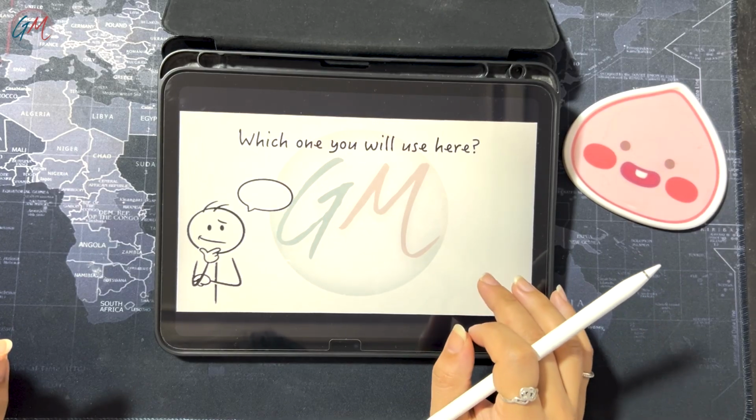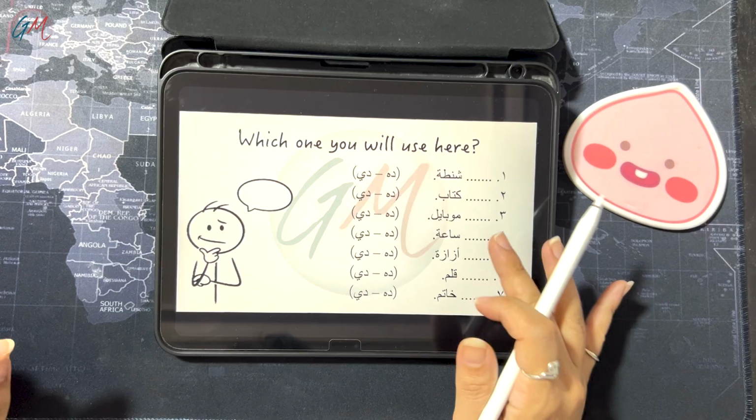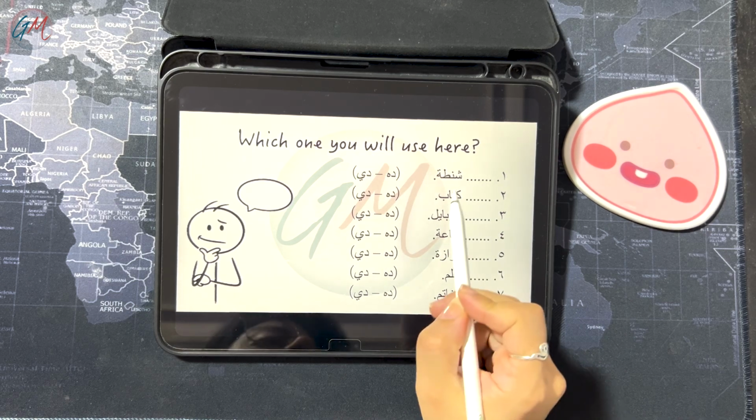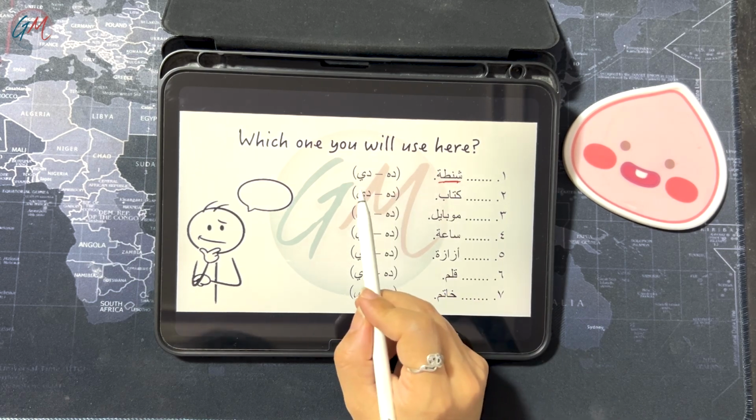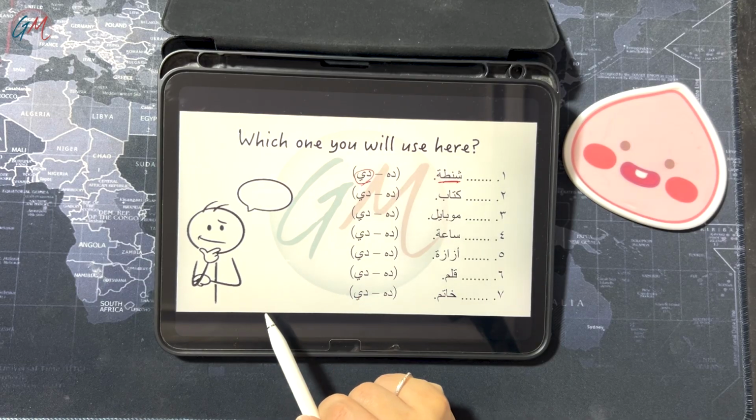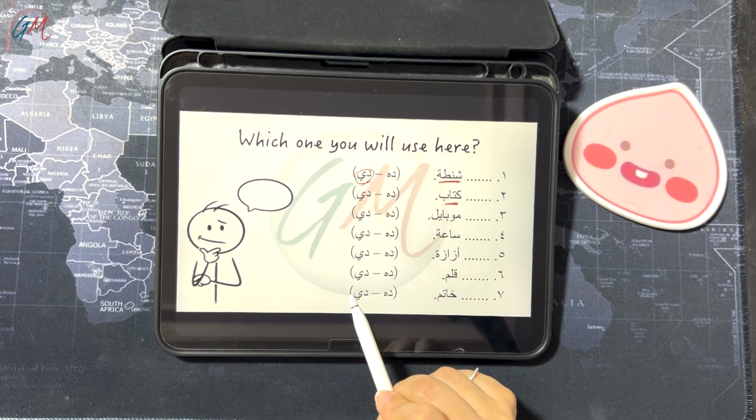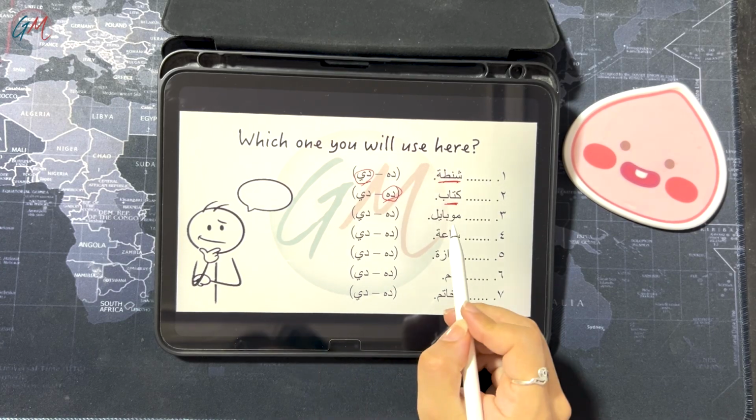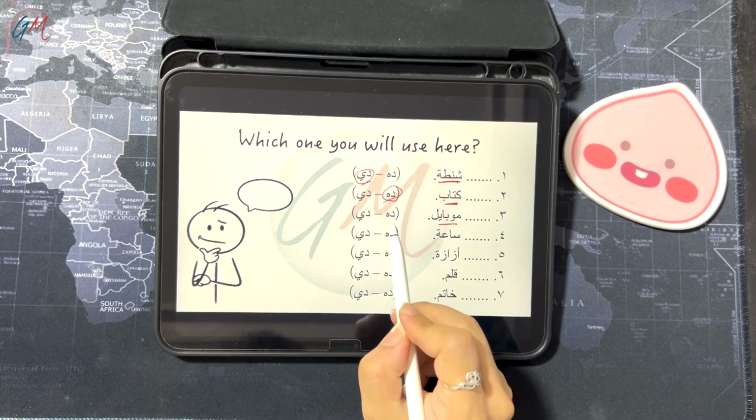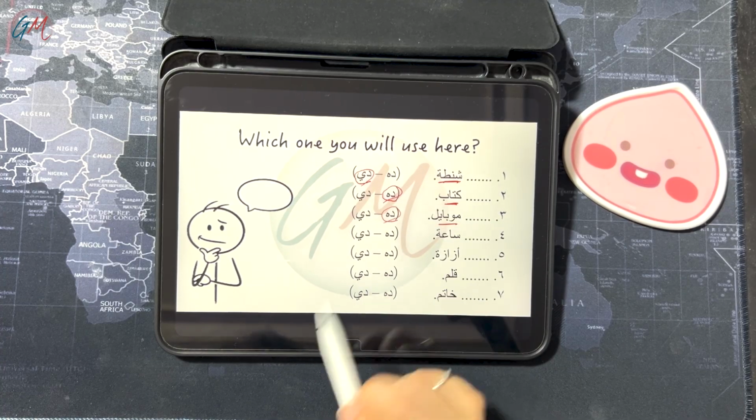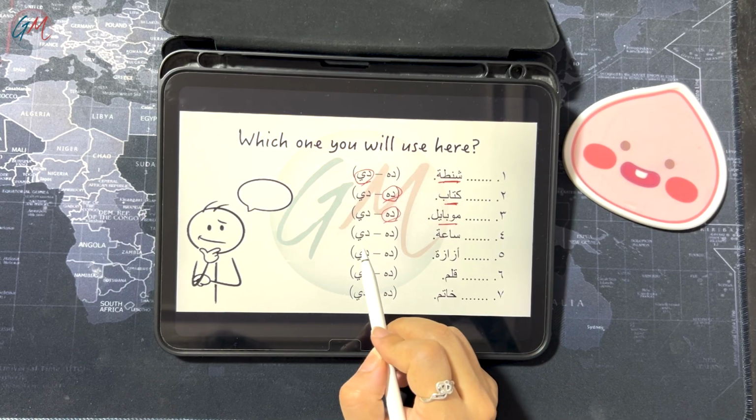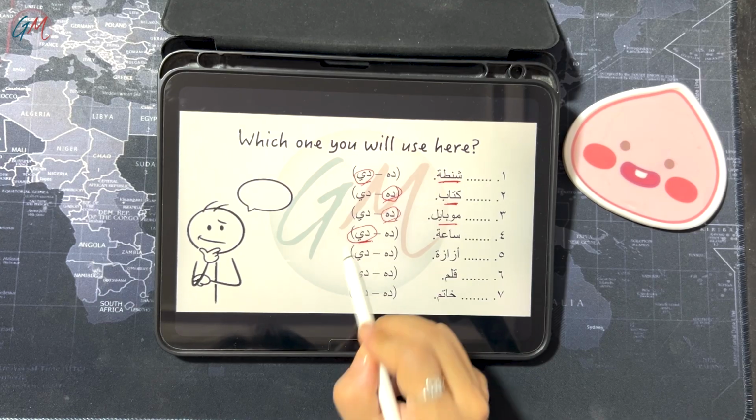Okay, so let's check which one you would use here for each of these nouns. We said we use ده or دي according to whether the noun is male or female. So شنطة, ده or دي? دي شنطة. How about كتاب? ده or دي? Amazing, ده كتاب. Okay, موبايل, ده or دي? ده موبايل. ساعة, ده or دي? Amazing, دي ساعة.